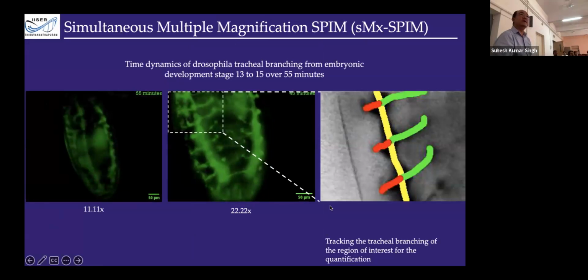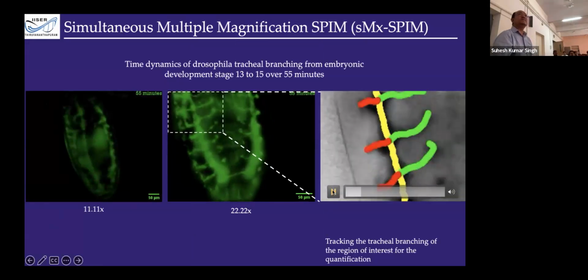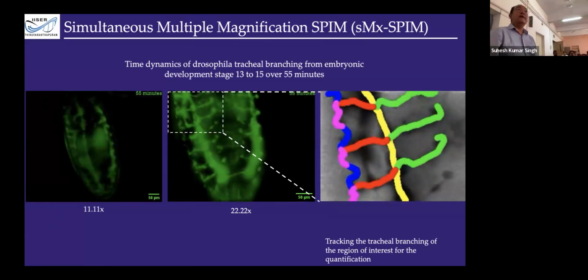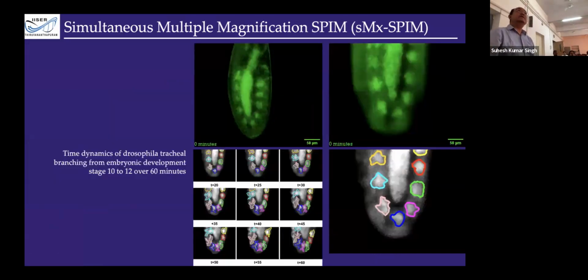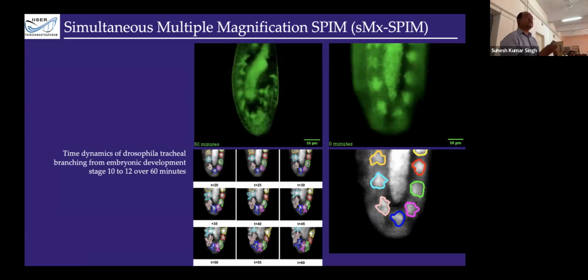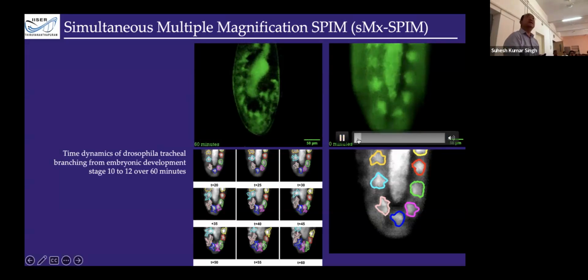This kind of time dynamics we are recording: how it is developing, and from the image processing point of view, how the tractions are developed over here. Similarly, for the earlier stages of development, we can get it for 10 to 12 also. We tried it where there is not much development of the tracks. So I mean to say the structural development mostly starts from stage 12 and above.